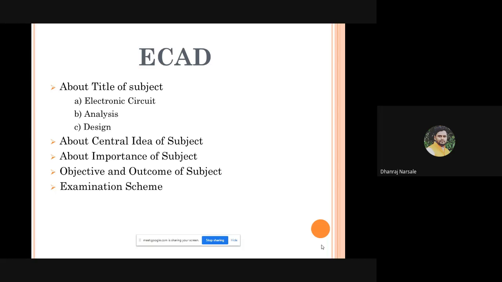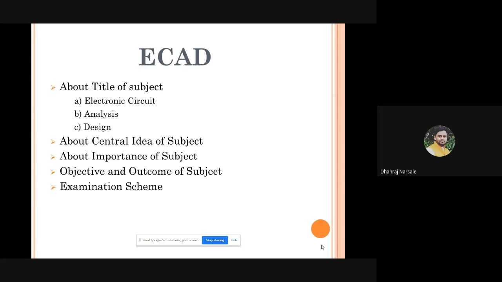So for cost effective purpose or for the social purpose, we have to study the different electronic circuits that will be used in the real-time applications. Okay, so that's why this subject, that is ECAD, electronic circuit analysis and design, has a lot of scope in real-time applications. That's why that subject is introduced in the syllabus, in our course, and we have to study it. Okay, so this is about the title of the subject, the overview of the subject, and the importance of the subject in the course.